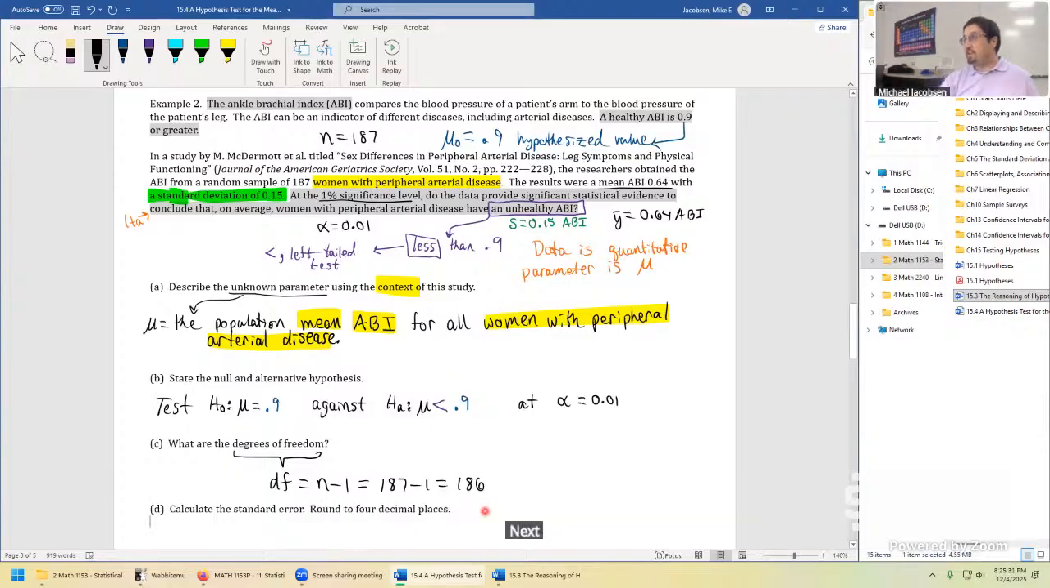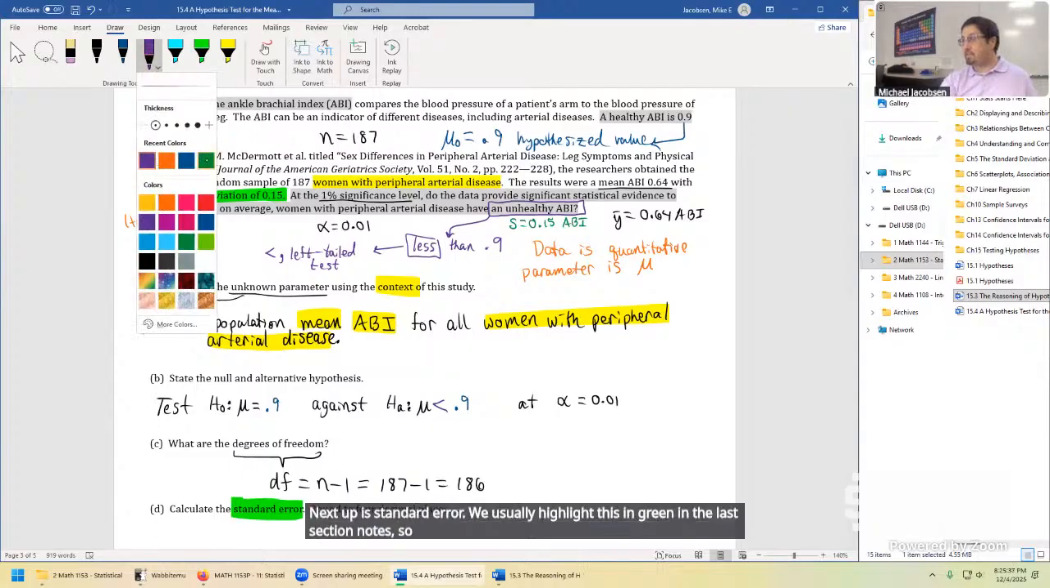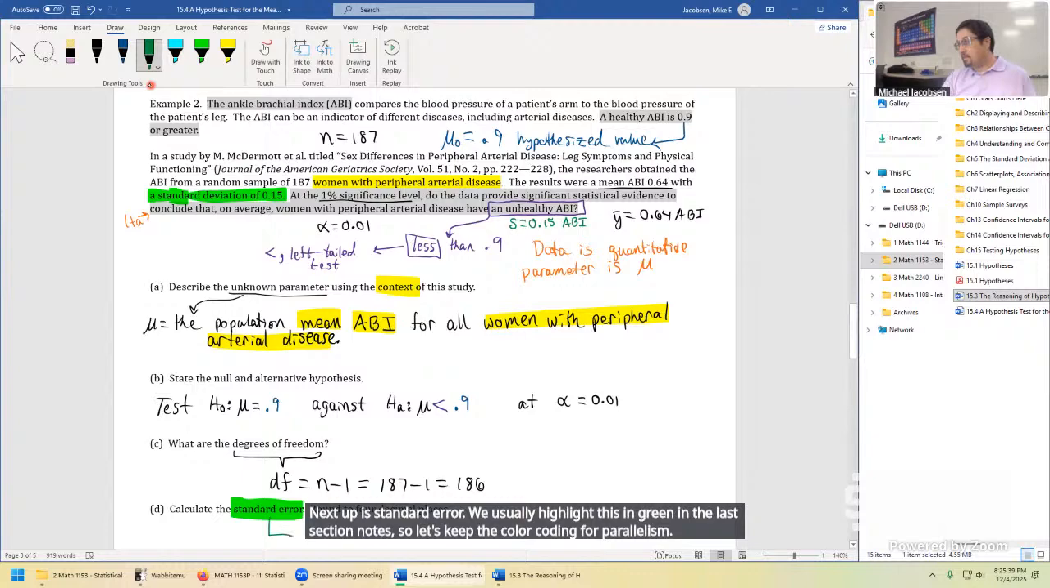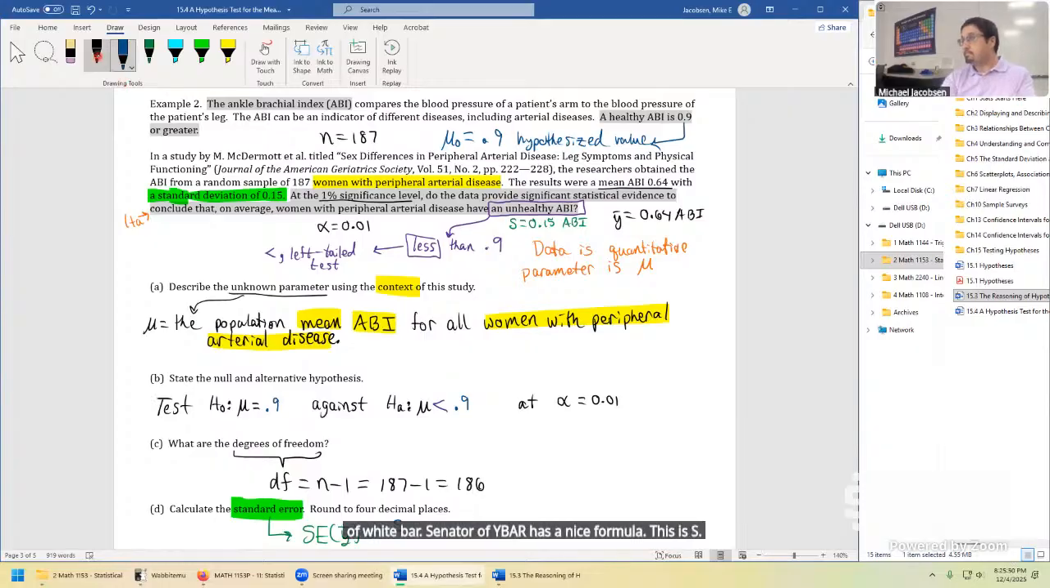Next up is standard error. We usually highlight this in green in the last section notes, so let's keep the color coding for parallelism. It's a different standard error though. It's the standard error of y bar. Standard error of y bar has a nice formula. This is S divided by the square root of the sample size n.